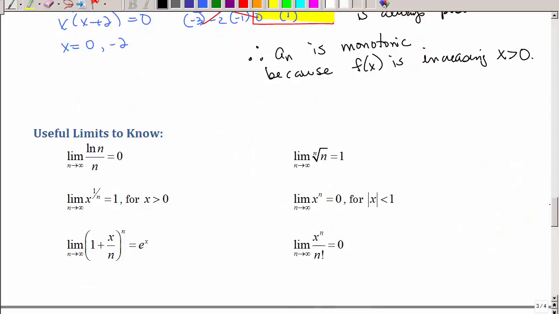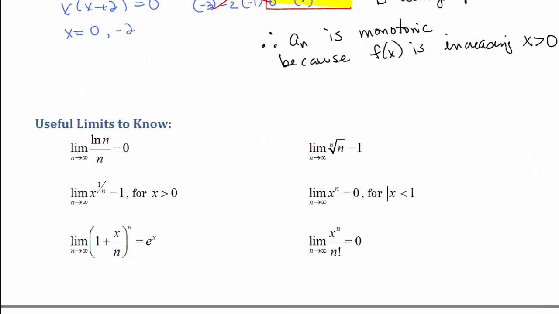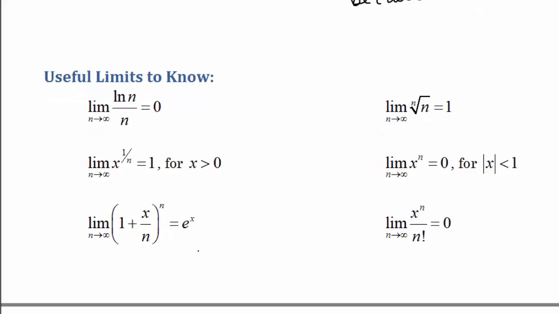Some very useful limits to know as we go through this chapter are listed here. We've proven most of those when we did L'Hopital's rule, so they're just good things to know. The natural log of n over n equals 0, and that's just because the natural log of n does not grow as fast as n.